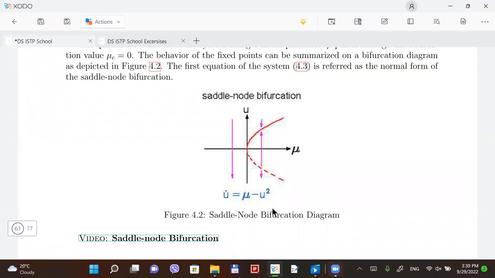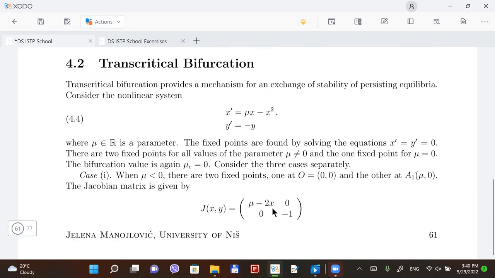Yeah. So here, when mu is negative, there is no fixed point. Okay. As we increase, now we have one fixed point. This is the vector field of this. And here, obviously, trajectories approach, so this part is a stable fixed point. Across, we have one fixed point which is stable and another fixed point which is unstable. So this is the best way to show.